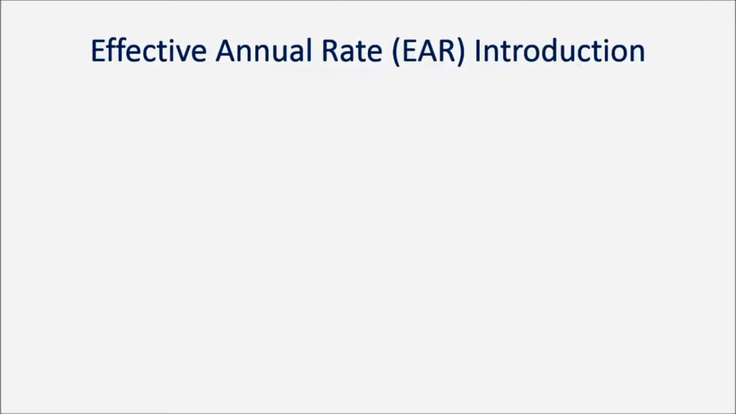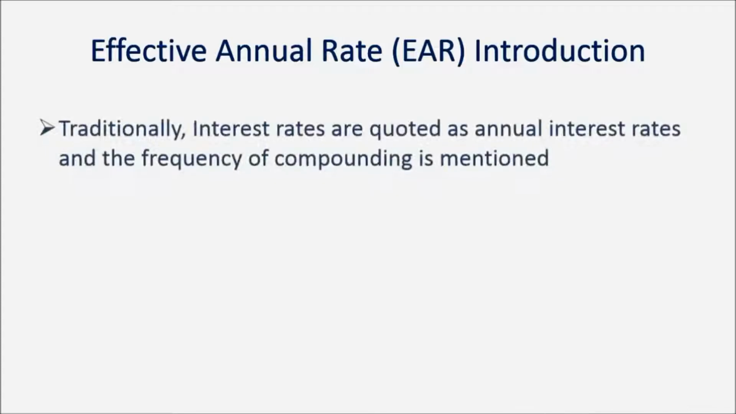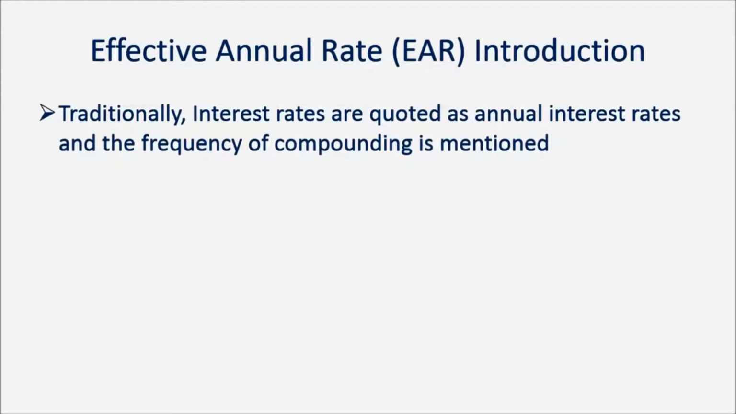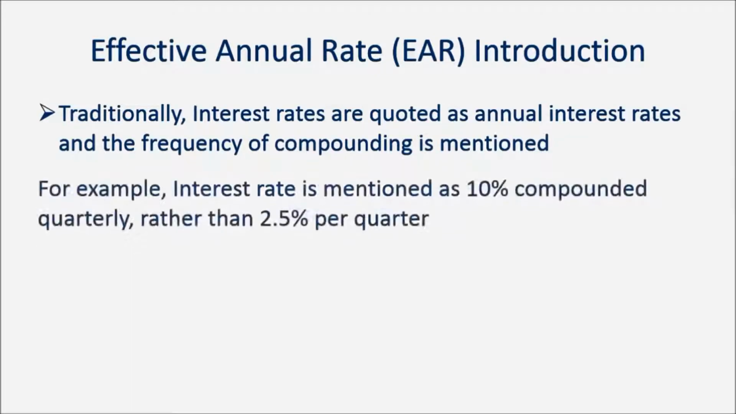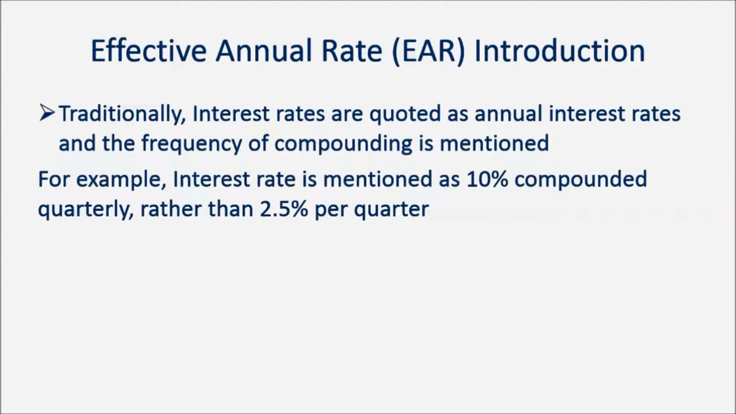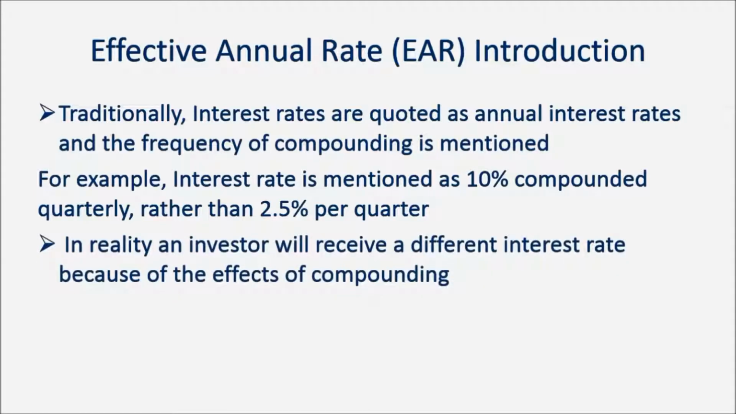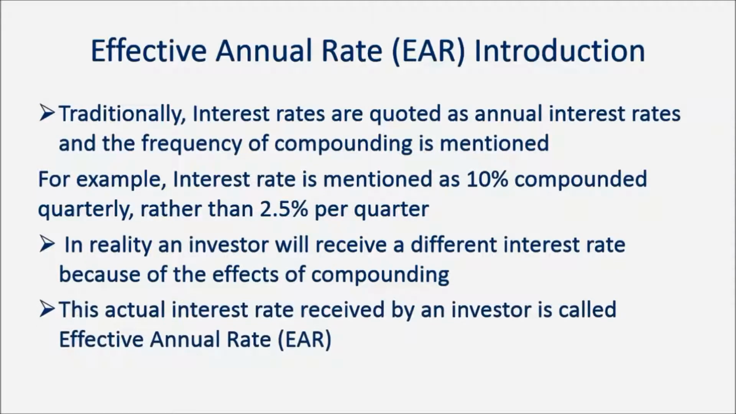Now we can start talking about effective annual rate. Traditionally, all interest rates are quoted as annual interest rates and the frequency of compounding is mentioned. For example, you will see interest rate mentioned as 10% compounded quarterly rather than 2.5% per quarter. So, in reality, an investor will receive a different interest rate because of the effects of compounding. This actual interest rate received by an investor is called effective annual rate or EAR.